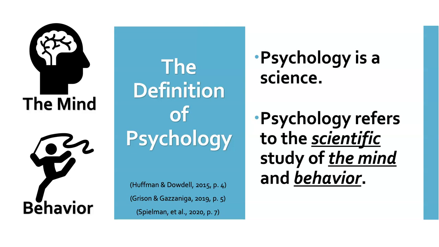Before we begin to discuss the four main goals of psychology, I think it is important that we have an operational definition for the science of psychology. And I do want to stress that psychology is a science. Psychology is the scientific study of behaviors and mental processes, or simply, the scientific study of the mind and behavior. The word scientific is a key feature of this definition because psychologists follow strict scientific procedures to collect and analyze their data.